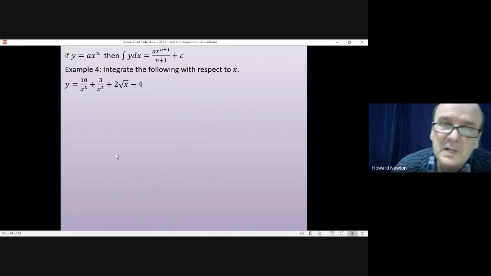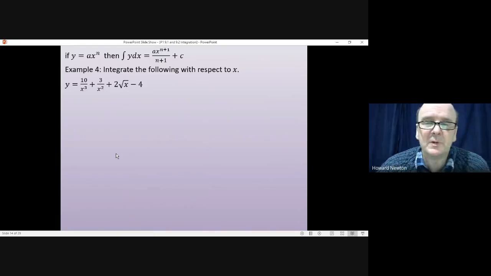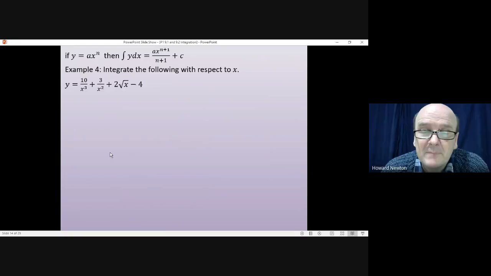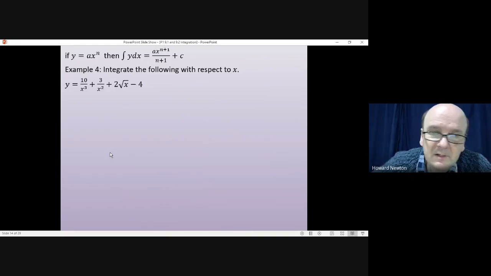Okay, example 4, same idea, except you have to do a little bit of work at the beginning. So we can integrate terms of this form, some number times by x to some power. If the terms aren't written in that form, we need to change them so that they are written in that form. I'll let you have a go at doing all of that. Pause the video, come back to me when you're ready. Okay, let's have a look at this.